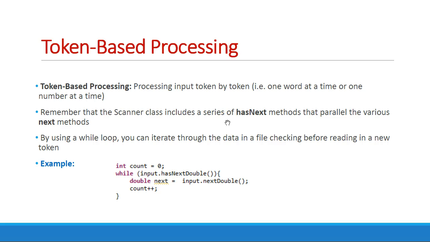So there's two ways of reading files. Now that we know how to read something at all, you can either read it token by token, that's really one word at a time, anything separated by a white space, or you can do it by lines. So first we're going to look at the token based. So we've already talked about hasNext. There's hasNextInt, hasNextDouble, etc. You can go through and check to see whether it's available and then read it and then do whatever you need to do with it.